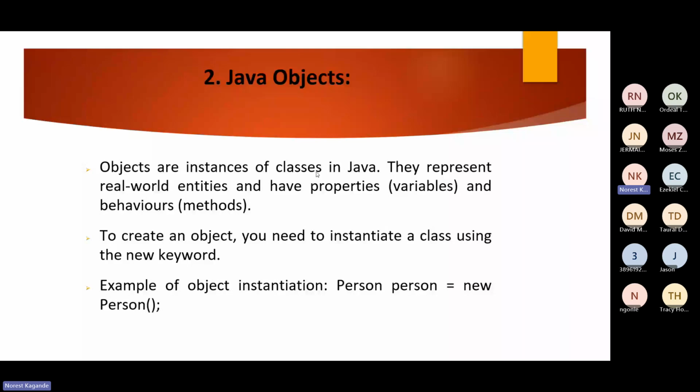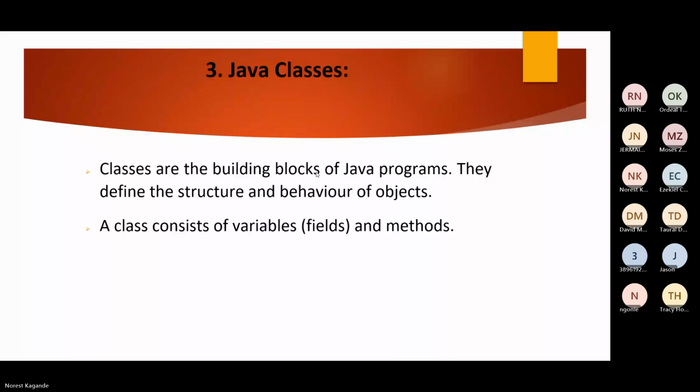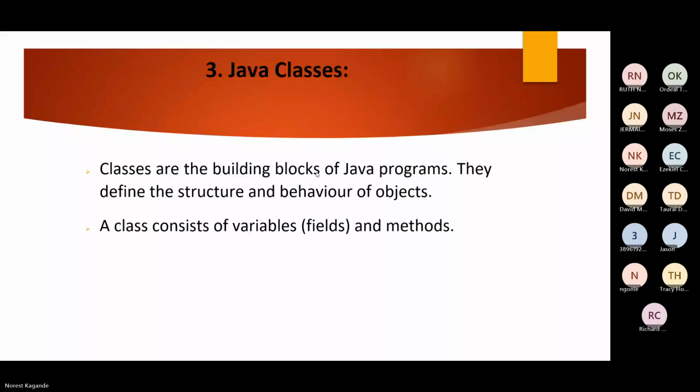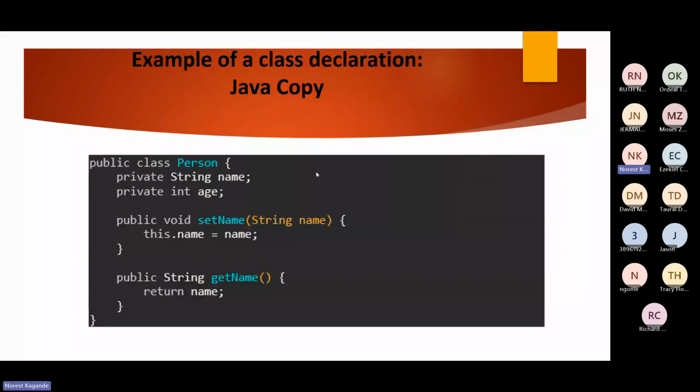We move on to the third, which is Java classes. Classes are the building blocks of Java programs. They define the structure and behavior of objects. A class consists of... Let me just quickly go through: public class Person, private String name, private int age, public void setName(String name) { this.name = name; }, public String getName() { return name; }.